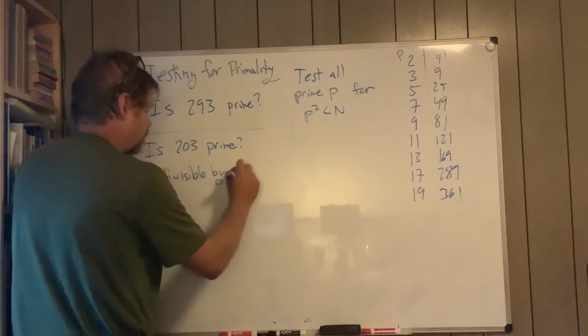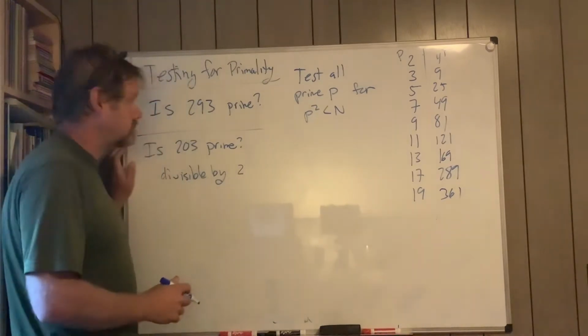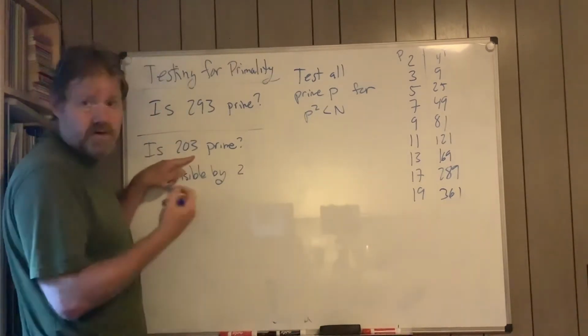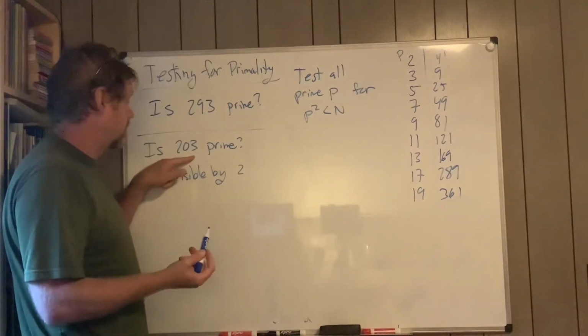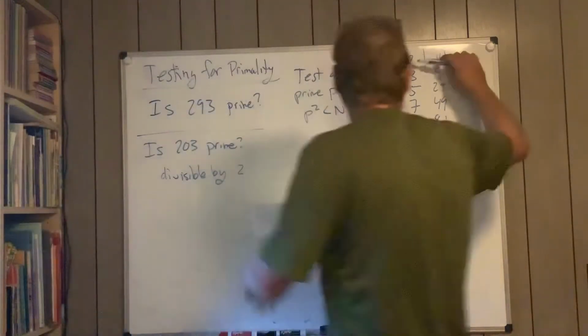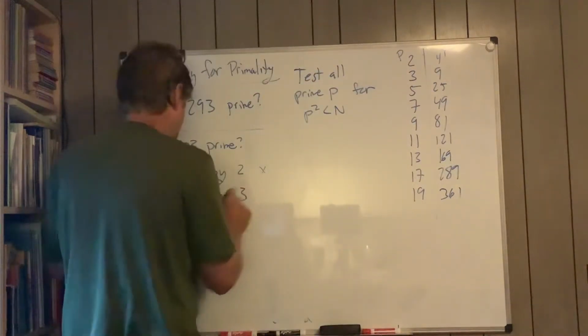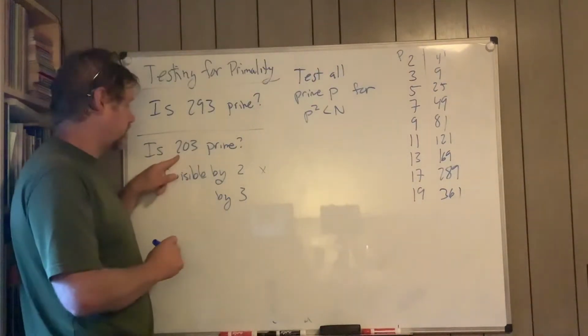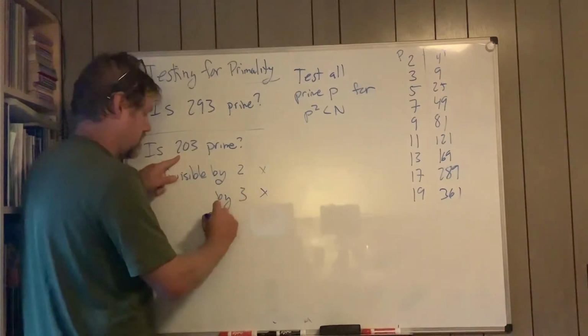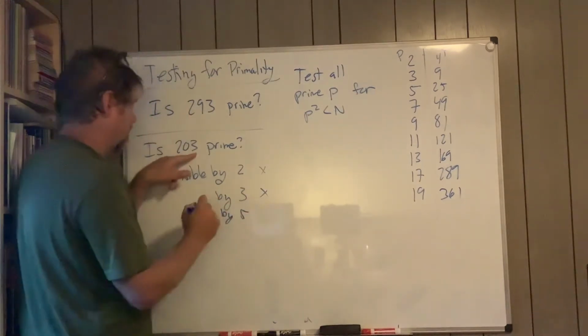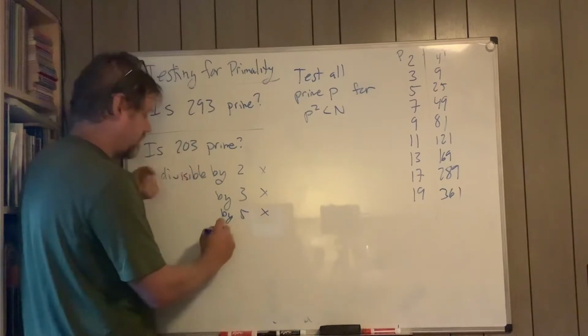So, divisible by 2? Now this is where a bunch of our tests are going to be helpful. It's not even, so that's a no. By 3, right? Sum the digits, no. By 5, right? That's not a 5 or a 0, so no.